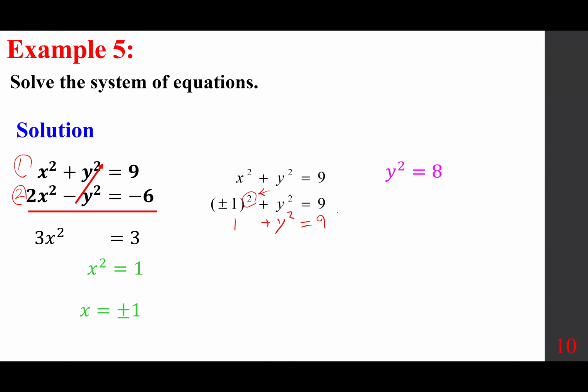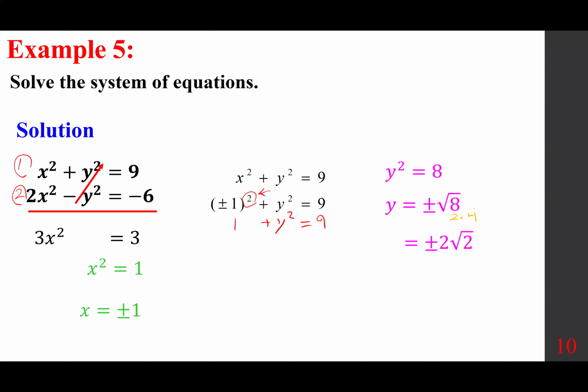Y is plus minus square root of 8. 8 is 2 times 4. 4 comes out as 2, so plus minus 2 square root of 2. You have to write 4 solutions, and I can't emphasize this enough, everybody. You have to write 4 solutions.